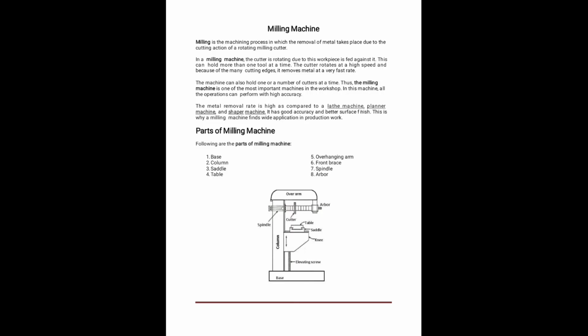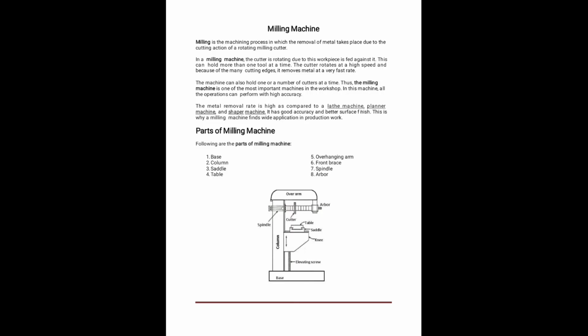A milling machine is a machining process in which the removal of metal takes place due to the cutting action of the rotating milling cutter. In the milling machine, the cutter is rotating and the workpiece is fed against it. This can hold more than one tool at a time.